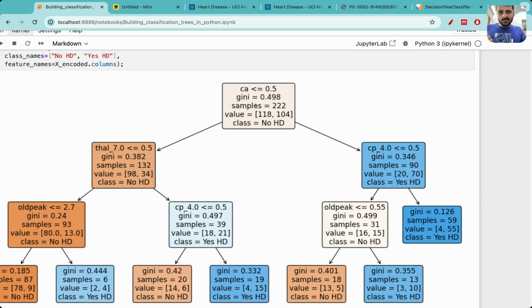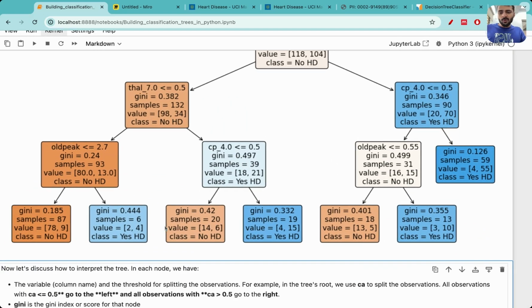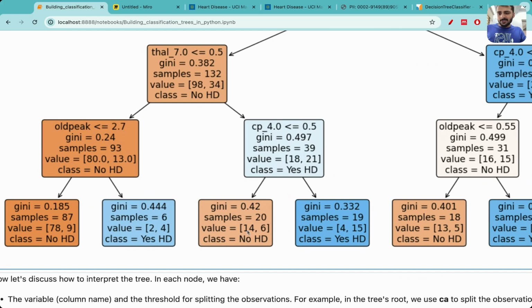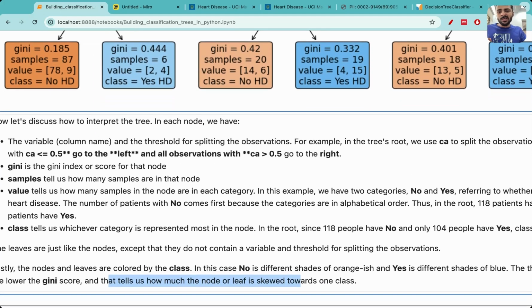Always look for colors, always look for the Gini score, look for the sample number, and always look for how many people are there. So look for the sample number in the leaf node. There should not be very few samples. That's actually a sign of overfitting.